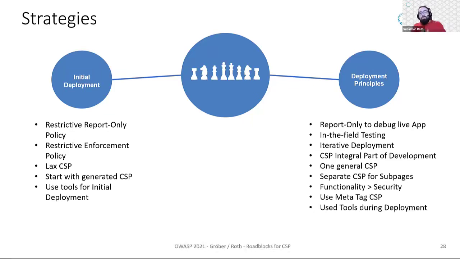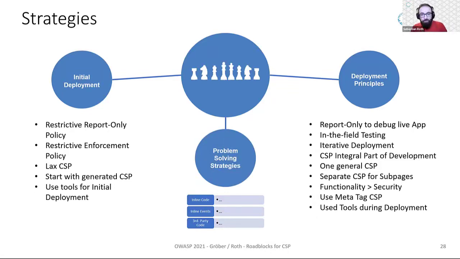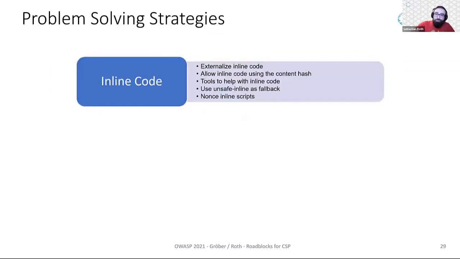And as a third category of strategies, we have those for solving problems that occur during the deployment of CSP, which are, as we have seen in the presentation of the roadblocks, quite a lot. One big problem of the participants was the presence of inline JavaScript tags. Although some of the participants used nonces or hashes to allow the execution of the trusted inline scripts, the majority externalized the script and then allowed self as trusted script source.